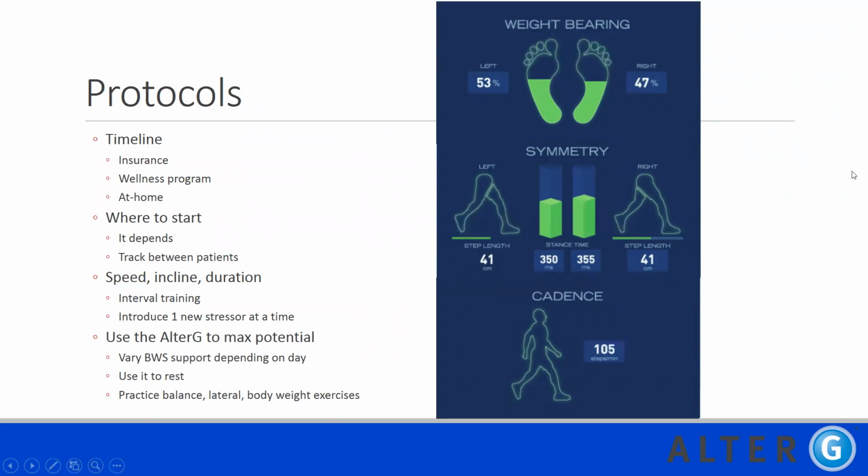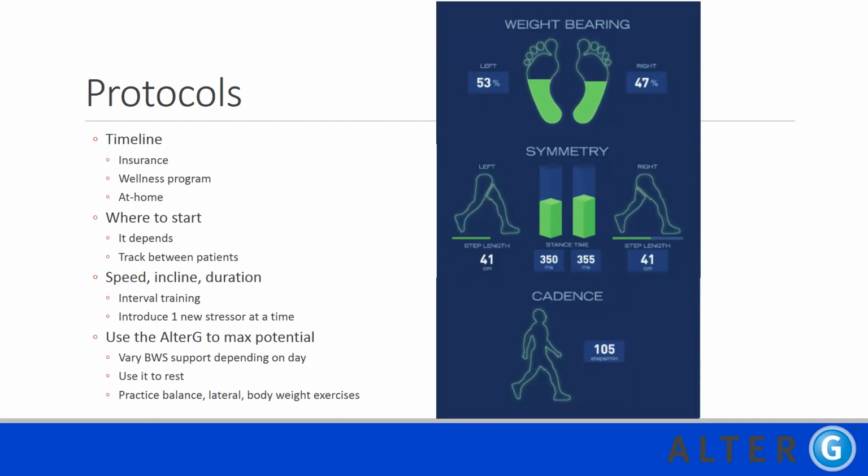So this is an example of our Stride Smart software here. So we have a weight bearing. So this is how much support you're putting into each leg. And you can see the differentiations, 53% versus 47%. So it's giving you that information if someone's favoring one side versus the other. You have symmetry, so they're looking at step length, stance time, again, important gait characteristics. And you also have cadence. And cadence is, again, an important characteristic.